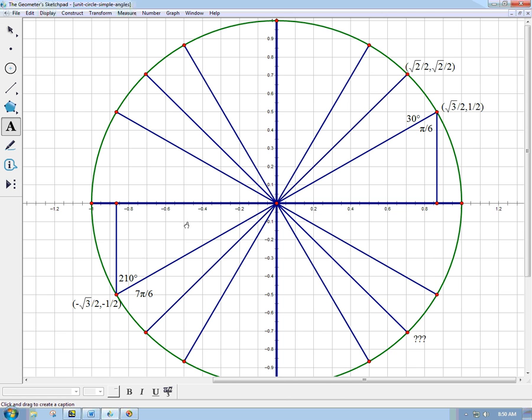So in here, let me just put in a little text box, 30 degrees, or equivalently, pi over 6. That's called the reference angle. So let me write that.